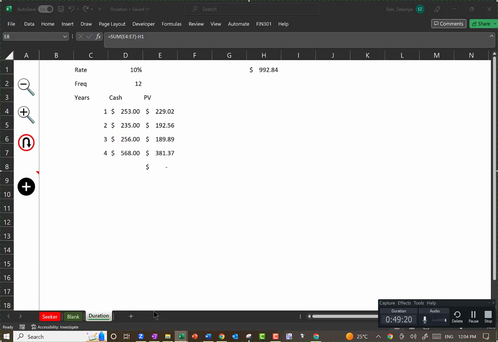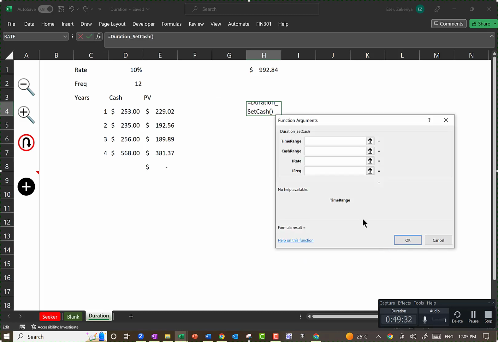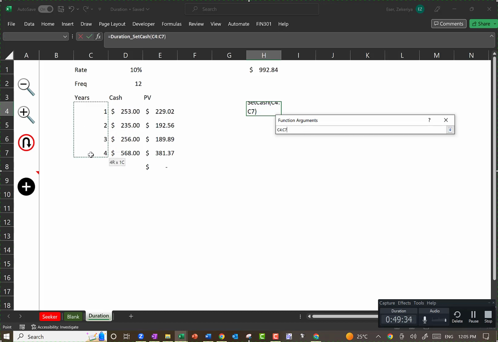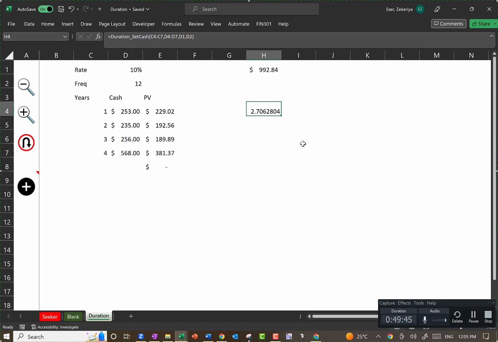Now let's go ahead and make that calculation. Again, we will check it out. Duration set cache is here: time range, cache range, interest rate, and frequency. So in this made-up example, it's 2.7 years. Let's actually calculate it.